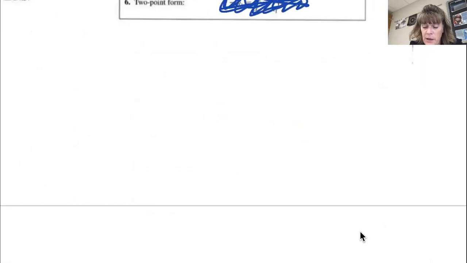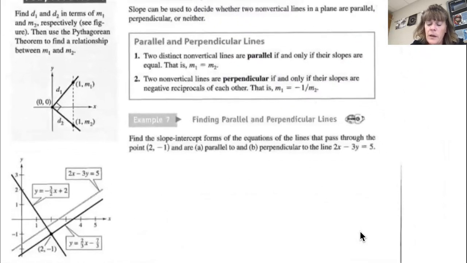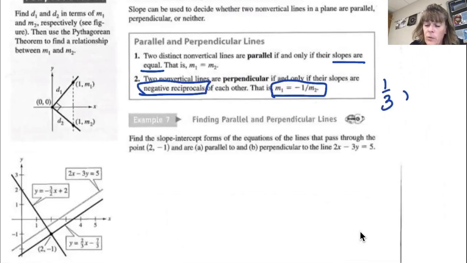Okay, so the last thing I will cover with you is parallel and perpendicular lines. If you have 2 lines that are parallel, their slopes are equal. So if you know the slope of one line, you know the slope of the other. If you have perpendicular lines, their slopes are negative reciprocals. For example, if one has a slope of 1/3, then the other one has a slope of -3. You just flip it over and change the sign.